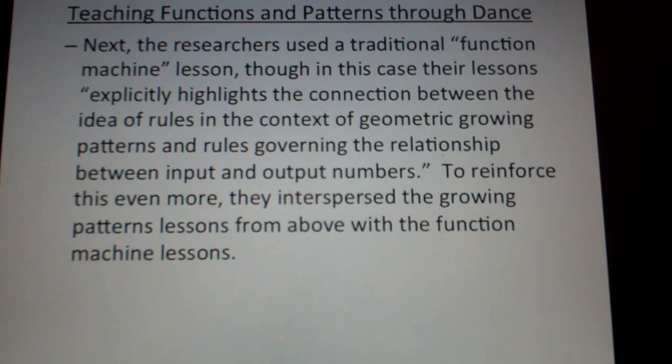So again, the title of this is Teaching Functions and Patterns Through Dance. In truth, it's teaching functions and patterns through creative use of different learning modalities, but I think the dance one is a particularly rare suggestion, and so I hope that you get a chance to use it.